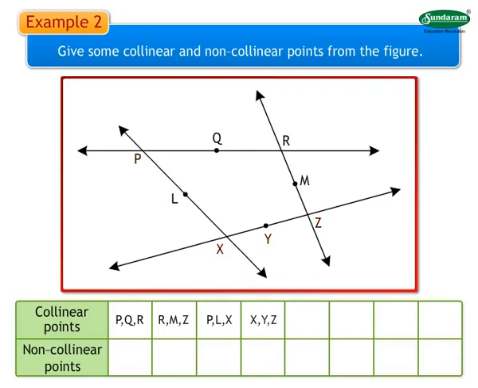Non-collinear points are number 1, P, Q, L. Number 2, R, M, L. Number 3, X, Y, M. Number 4, Y, Z, Q. Number 5, Z, M, L. Number 6, Q, R, M. Number 7, M, Z, Y. Number 8, Y, X, L.